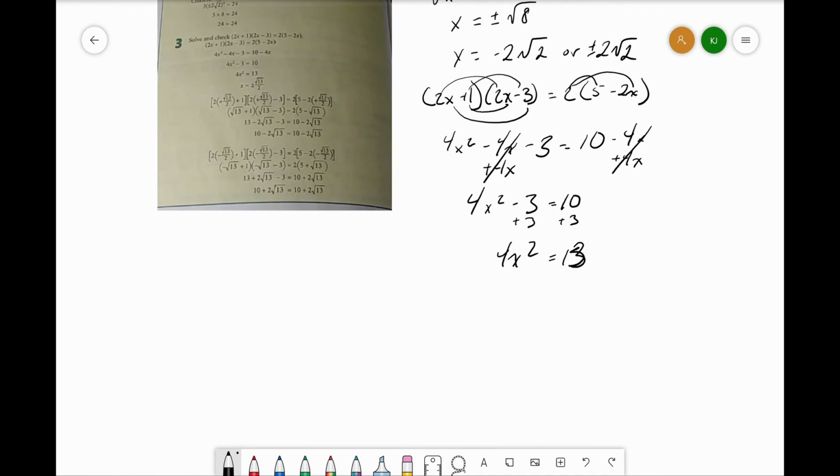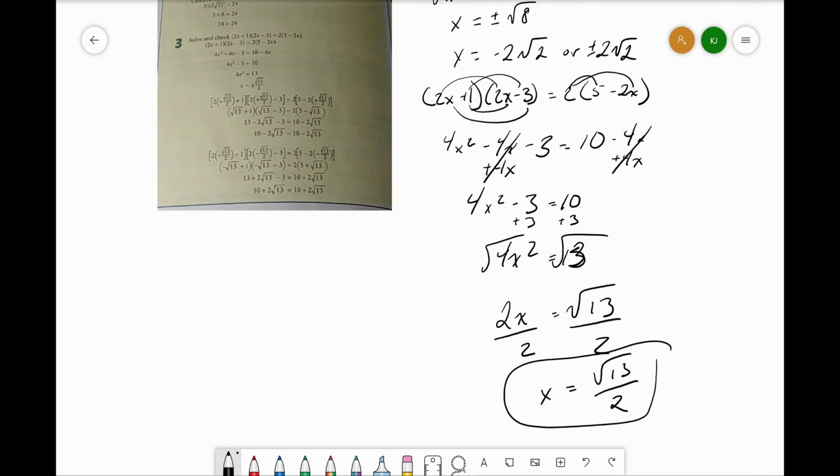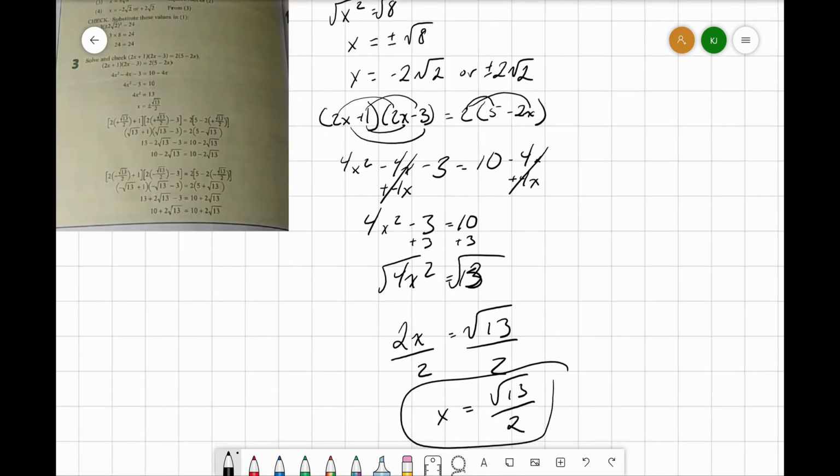And from there we can square root, leaving us with 2x equals the square root of 13. Then we can divide both sides by 2. And the answer is x equals the square root of 13 over 2. To check this, we would plug this back into our original equation and figure out what our answer is. For most of your equations today, you're going to be solving and checking them.